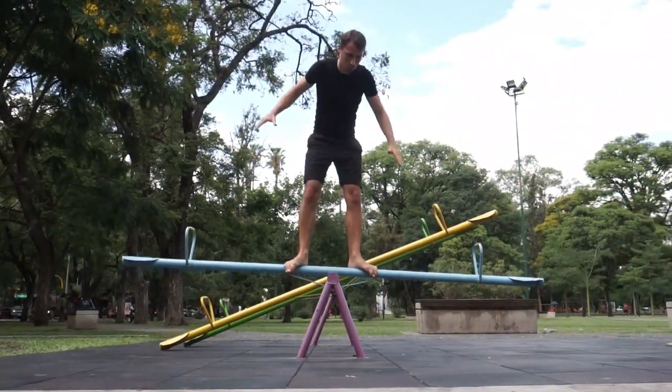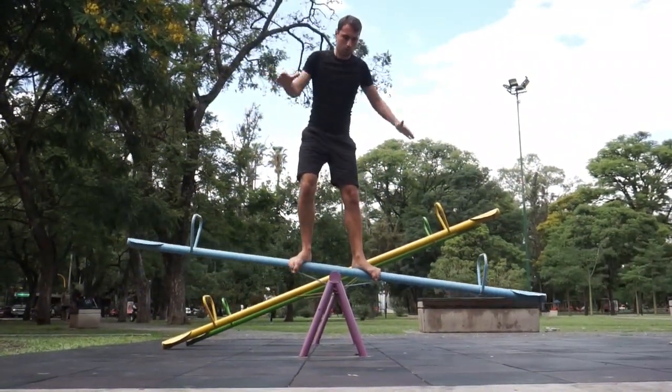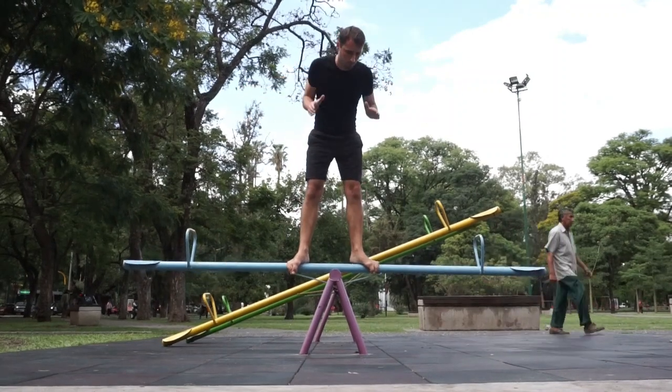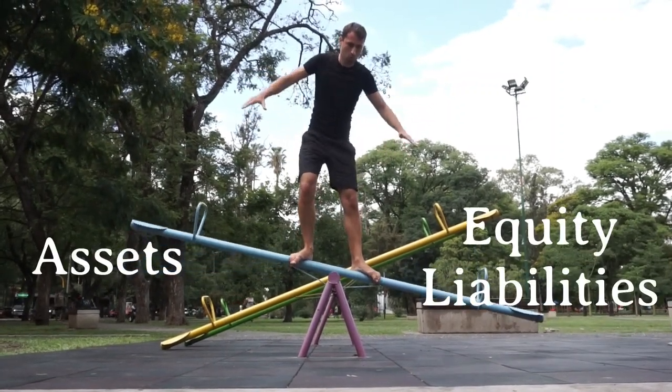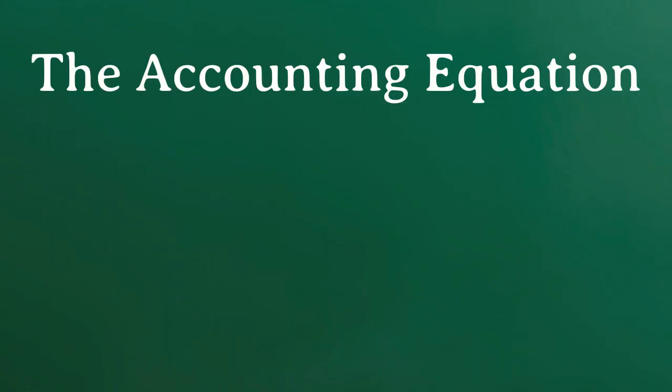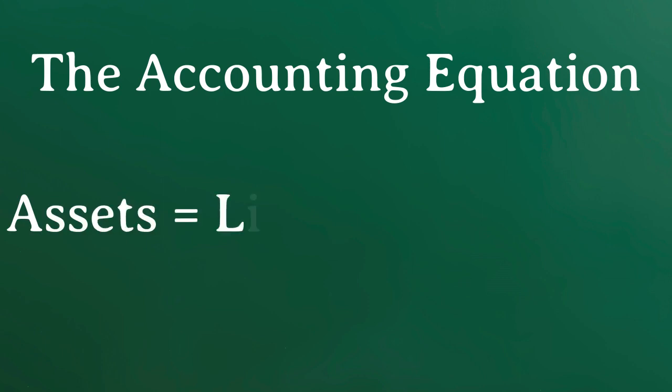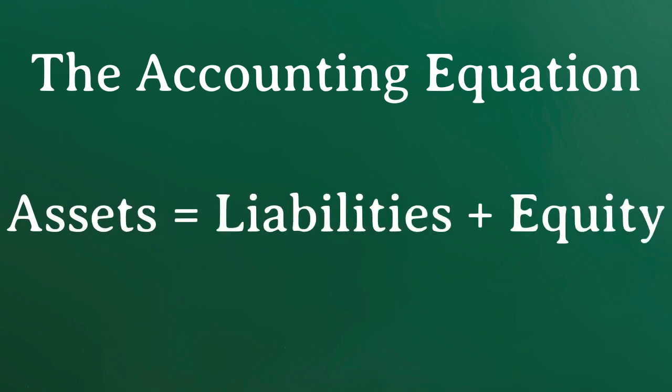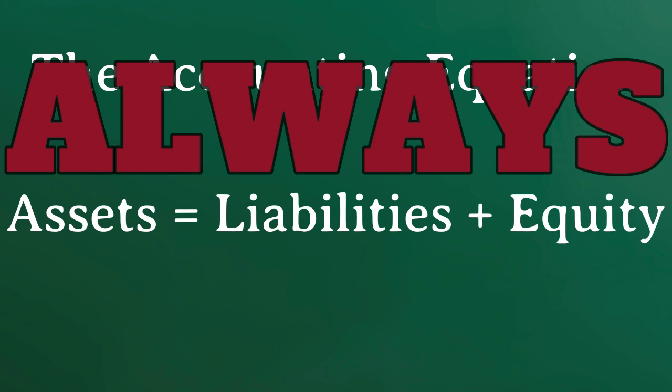As the name already says, a balance sheet has to balance. That means the left-hand side has to be equal to the right-hand side. So this is where the accounting equation comes into play. The accounting equation requires that assets equal liabilities plus equity. And this is always the case, the left-hand side equals the right-hand side.